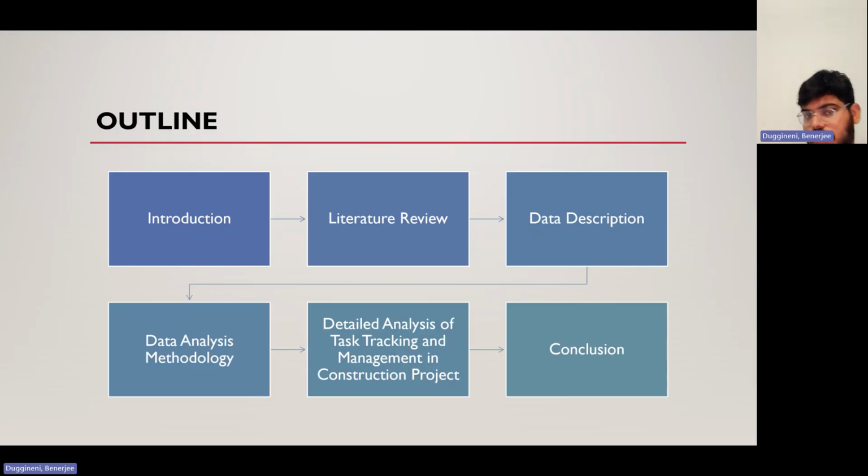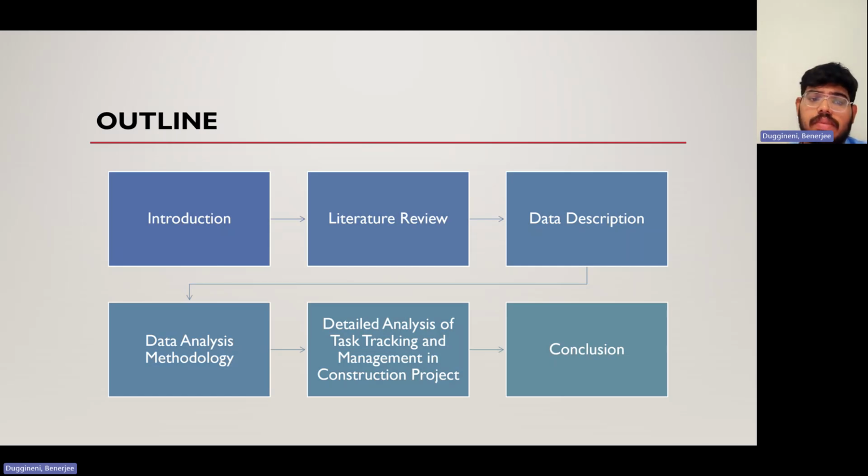Coming to the outline of this presentation, first I'm going to tell about the introduction, followed by the literature review, followed by data description and the data analysis methodology, and the detailed analysis of task tracking and management in the construction project. And at the last, I'll discuss the results and the conclusion.